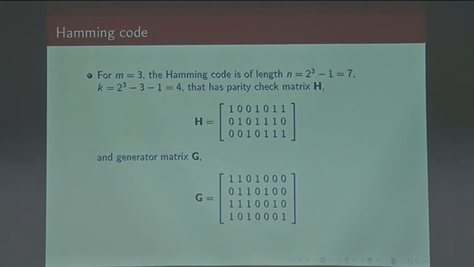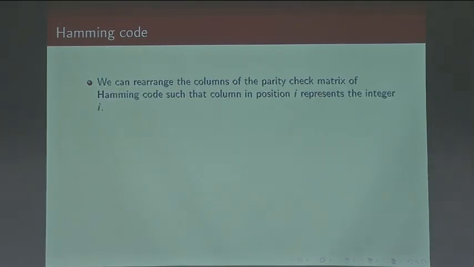Now, I have just given an example. For m equal to 3, this is the length of the Hamming code, and k is given by this. So for m equal to 3, we get a (7,4) Hamming code. This is a parity check matrix, and if we put it in systematic form, I can also get the corresponding G matrix in systematic form, that is given by this.